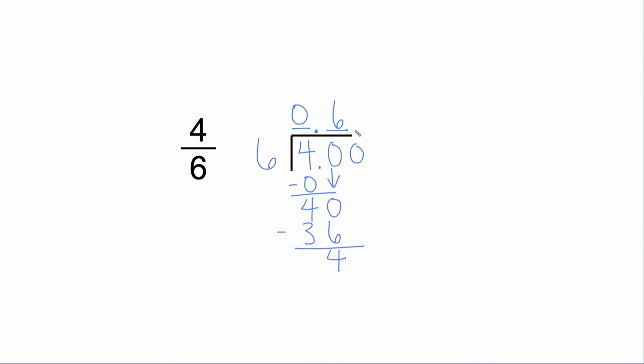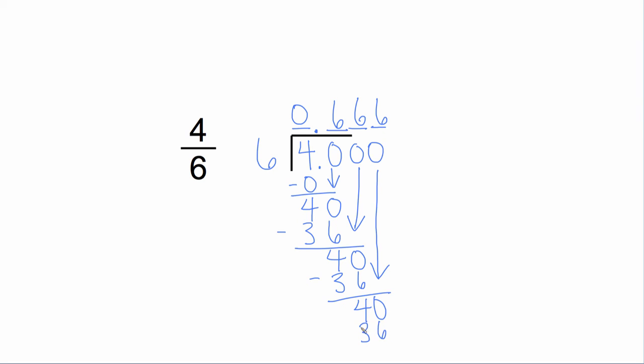We need to add a 0, add a parking space, bring it down. 6 can go into 40 6 times. 6 times 6 is 36. Subtract and you get 4. Here again, if we were to continue on, we would get 40 again. We would say it goes in 6 times and get 36. So this is another example of a repeating decimal. So 4/6 equals 0.666 ... or you could say 0.6 repeating.